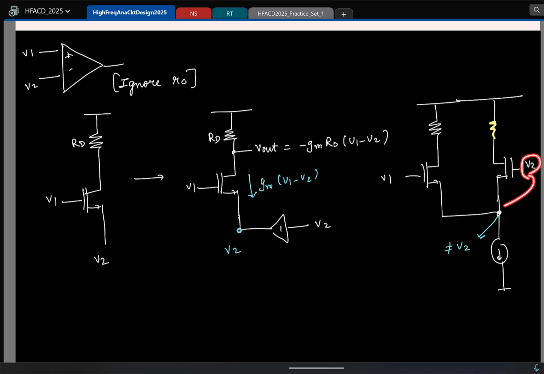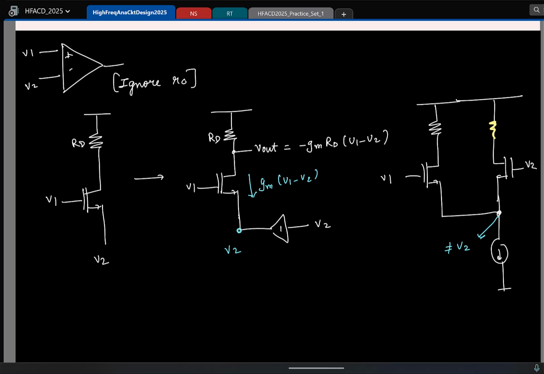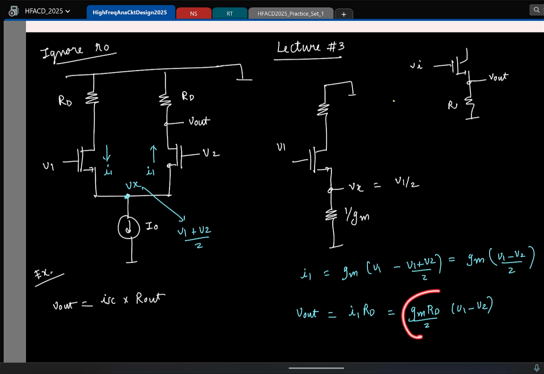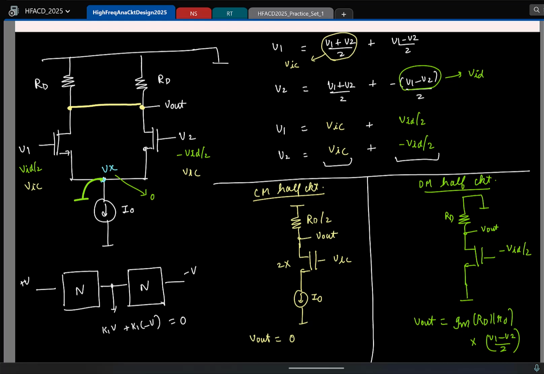And also, just like how V2 was affecting this voltage, V1 will also affect this voltage. This is something we calculated in the last class, and we found that the gain was GM RD by 2. So the point to notice: if we had an ideal buffer, the gain was GM RD. But when I make this diff amp configuration finally, the gain is reduced by a factor of 2, right? And also we remarked that for symmetric circuits like this, we can analyze it using the common mode and differential mode half circuits. So here again we calculated the gain to be the same, GM times the resistance RD in parallel to the R0 of the transistor, by 2, right?